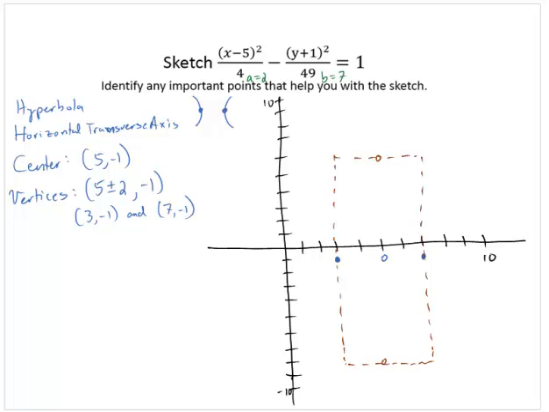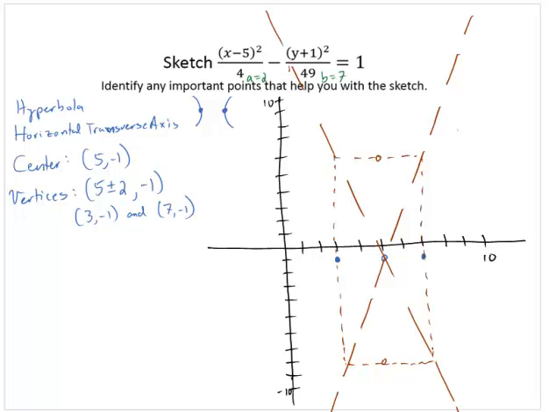Now the fundamental rectangle helps us build the asymptotes of the hyperbola. And so if we draw them, the asymptotes go through the corners of that fundamental rectangle. So there are the asymptotes. And now we can draw the curve.